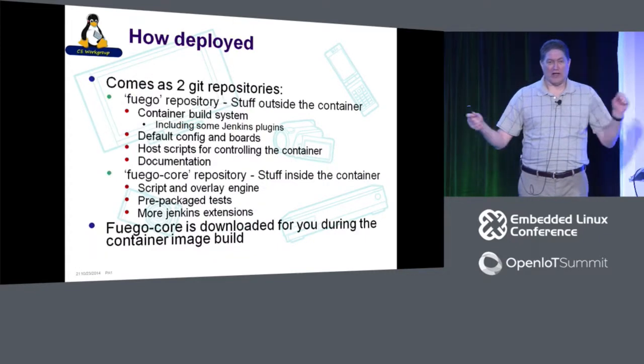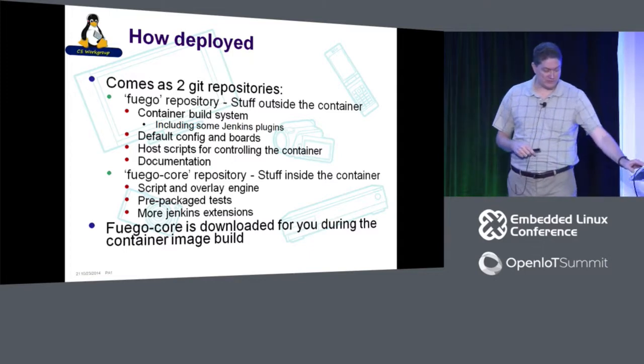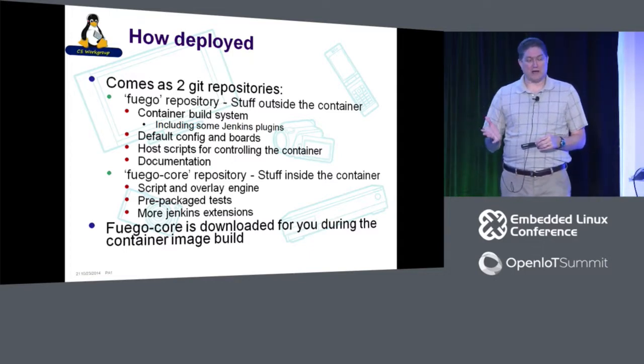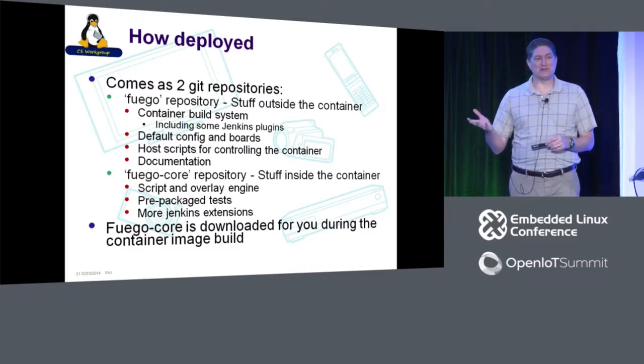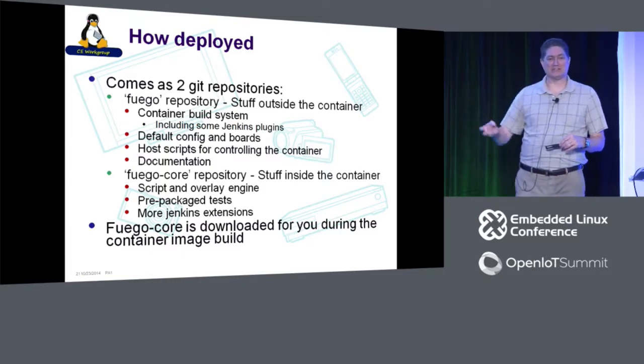So how do you get this? How is it deployed? It's deployed as 2 Git repositories. So there's a main Fuego repository. This is the main one. Well, I'll just say this is what you get if you want to get started working with Fuego. This is the stuff outside the container.